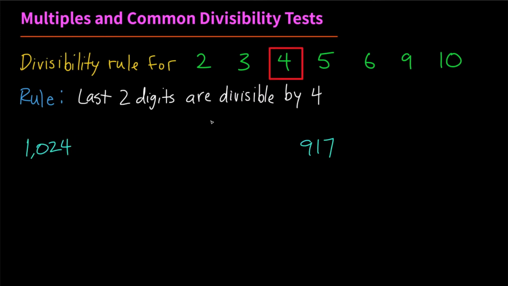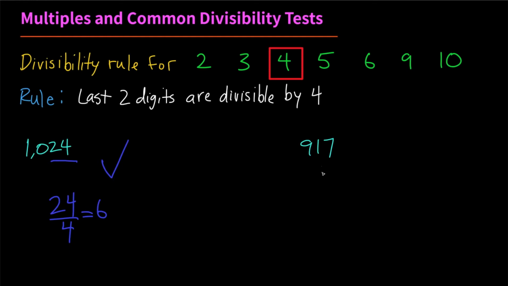Our next divisibility rule is for the number 4. The rule is the last two digits of the number are divisible by 4. We're going to check this first example. We have 1024. Now, our rule says just pay attention to the last two digits. If these two digits, 24, are divisible by 4, then this number is a multiple of 4. So we check 24 divided by 4 is 6. We have no remainder, and this is divided evenly. That means 1024 is a multiple of 4.